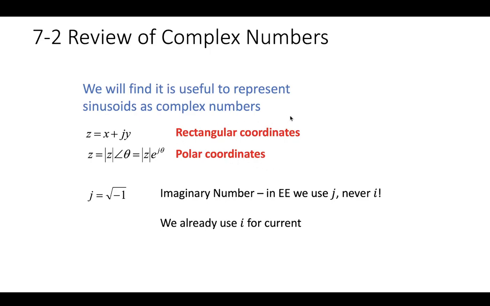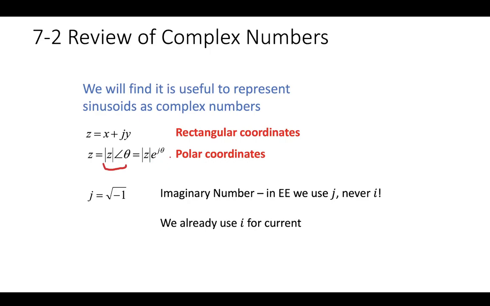So we find it useful to represent sinusoids as complex numbers, and there's multiple ways to represent complex numbers. There's the rectangular format and the polar format. When you're taking this electrical engineering class, do notice that this very simplified format is often a common way for electrical engineers to write the magnitude, so that's the absolute value of z, and the phase, that's the angle theta. This is equivalent to writing magnitude z multiplied by e to the j theta.